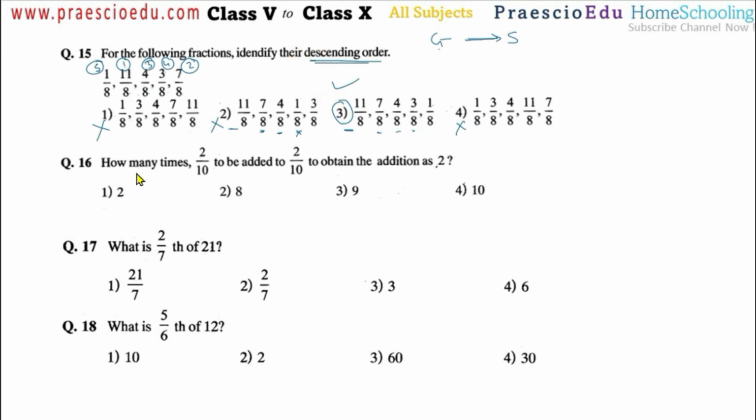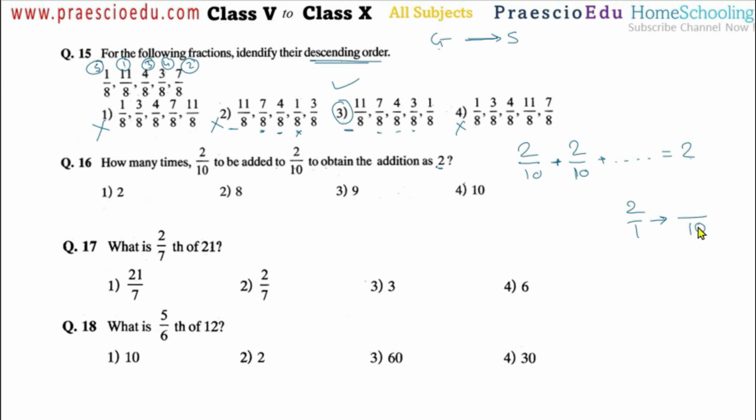Now question number 16. How many times should 2 by 10 be added to 2 by 10 to obtain the addition as 2? By adding 2 by 10 to 2 by 10, how many times should that be? We don't know, so we can say it is equal to 2. Now if we convert this 2 to a denominator of 10, then we can find how many times. So this 2 means 2 by 1, and that has to be converted to something with 10 in the denominator.